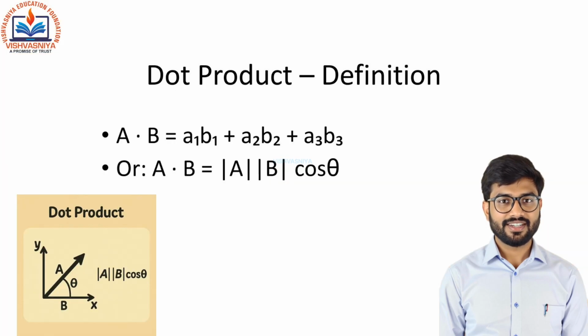The dot product of 2 vectors is defined as A · B = A1B1 + A2B2 + A3B3. Geometrically, A · B = |A| |B| cos θ, where θ is the angle between the 2 vectors.